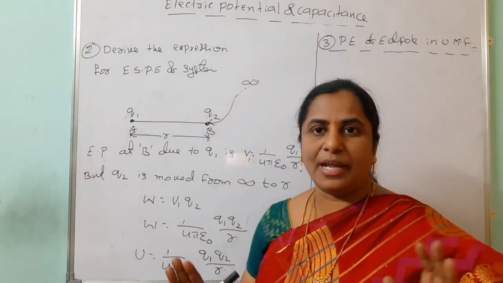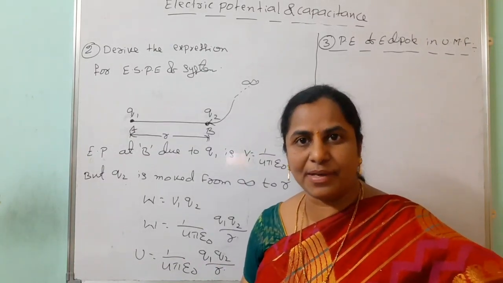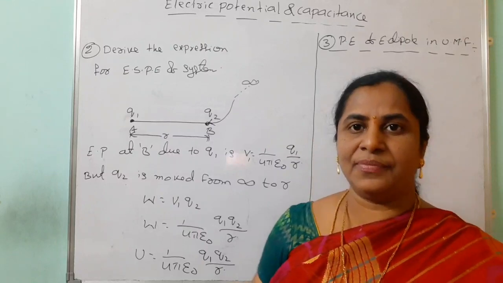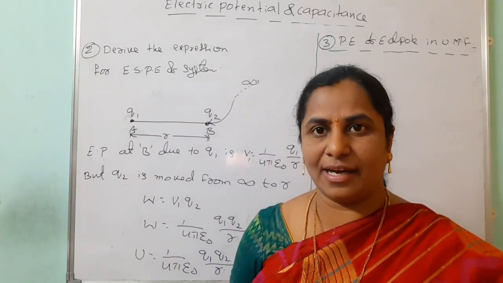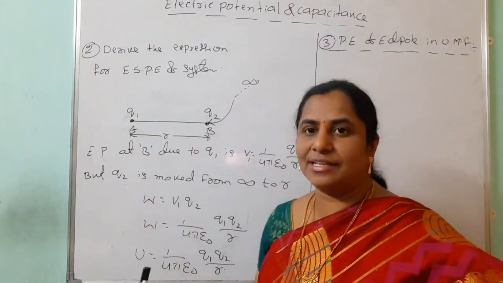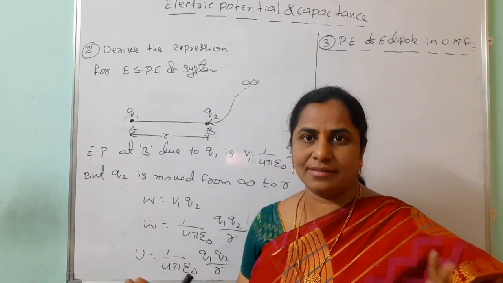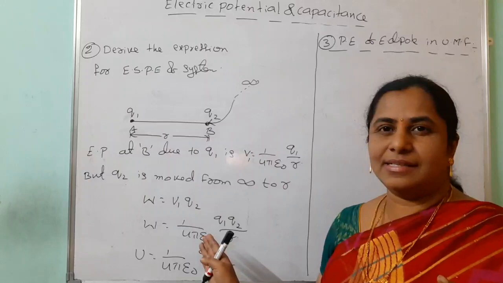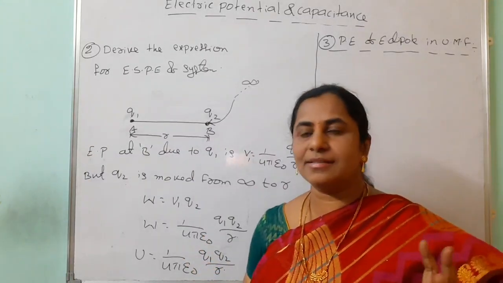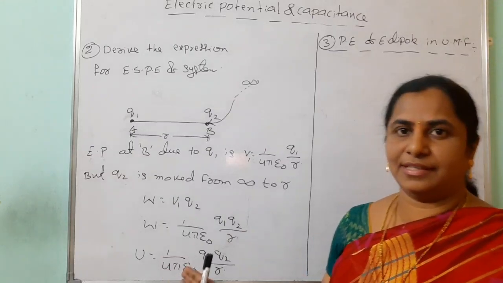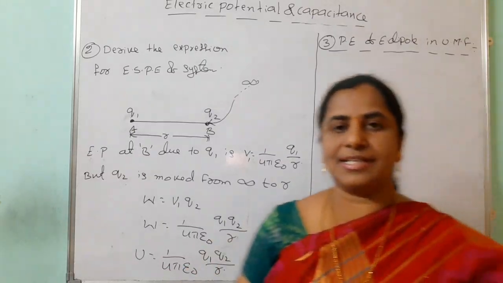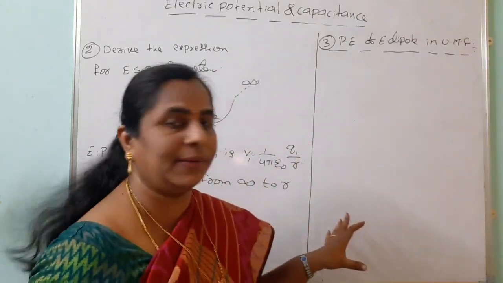Don't get confused. Electric potential is only 1 by 4 pi epsilon naught q by r. Potential energy is 1 by 4 pi epsilon naught q1 q2 by r. So this is the potential energy of a two charges system. This is very difficult in other materials, so better, in the description box I am giving simple notes also. You follow that. Then our third short answer question is very important.